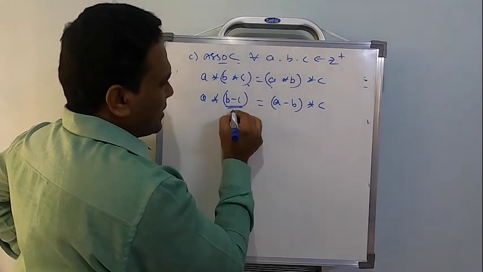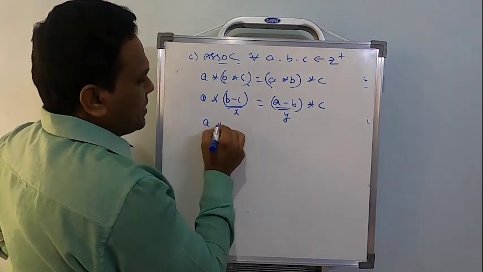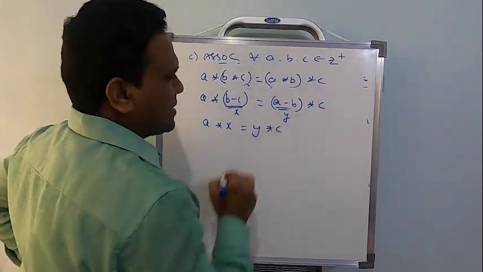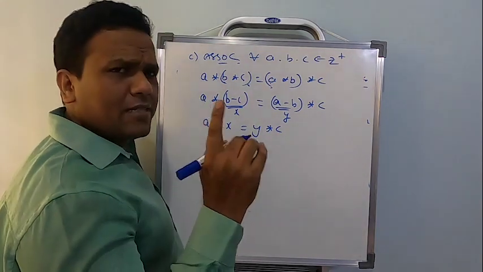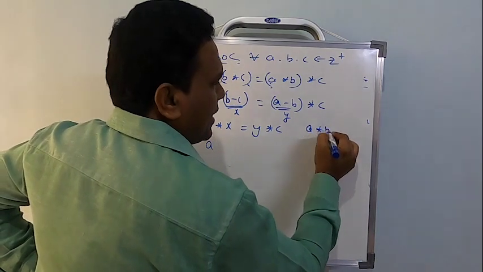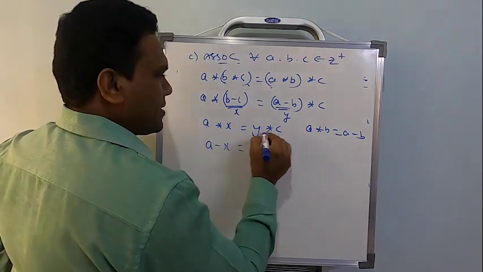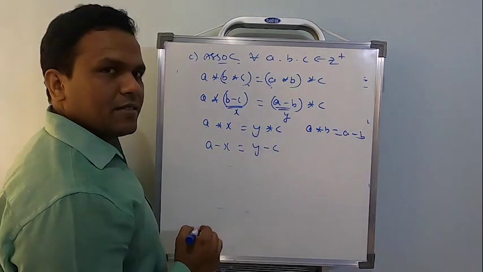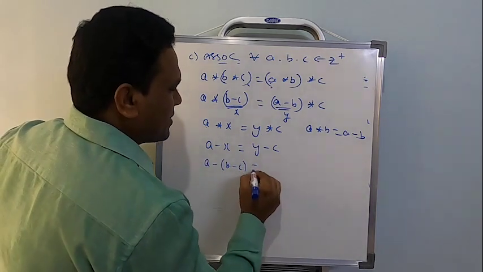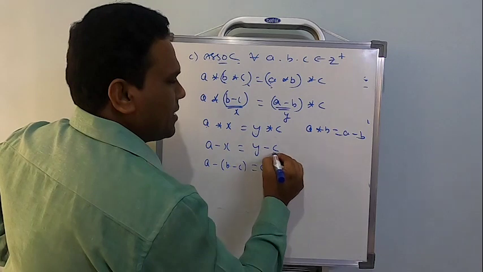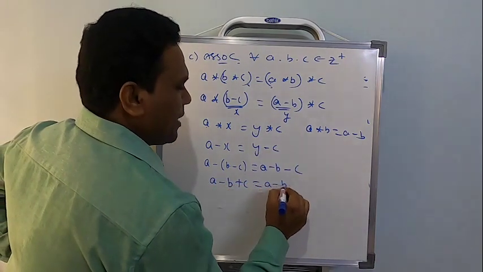To make things simpler, in associative I will give names and continue. It's easy for me. So A star X equal to Y star C. Now this is in the form A star B. Wherever you get A star B in this column, every time it should be written as A minus B. So A star X is A minus X, Y star C should be Y minus C. Substitute for X and Y. So what is the value of X? X value was B minus C and Y value was A minus B, and this minus C is still there. So A minus B plus C equal to A minus B minus C.